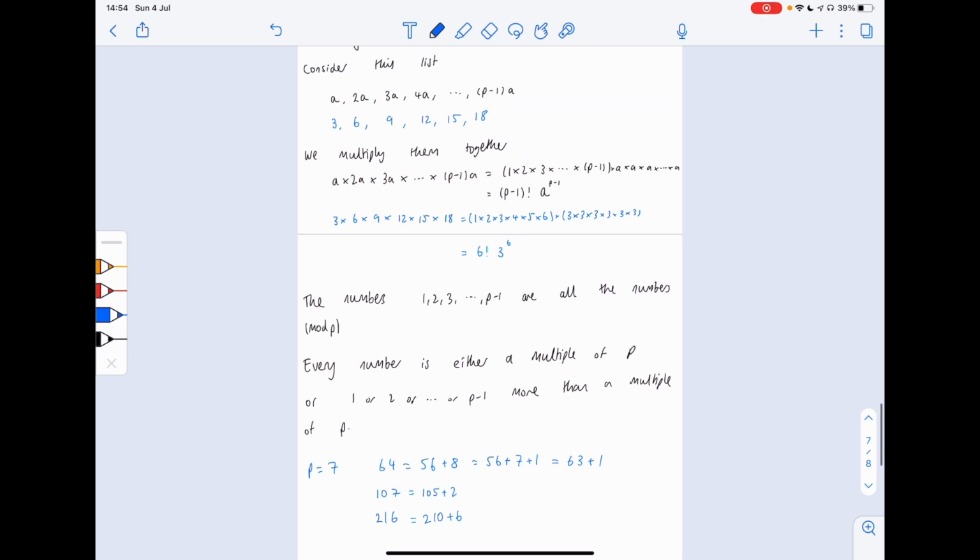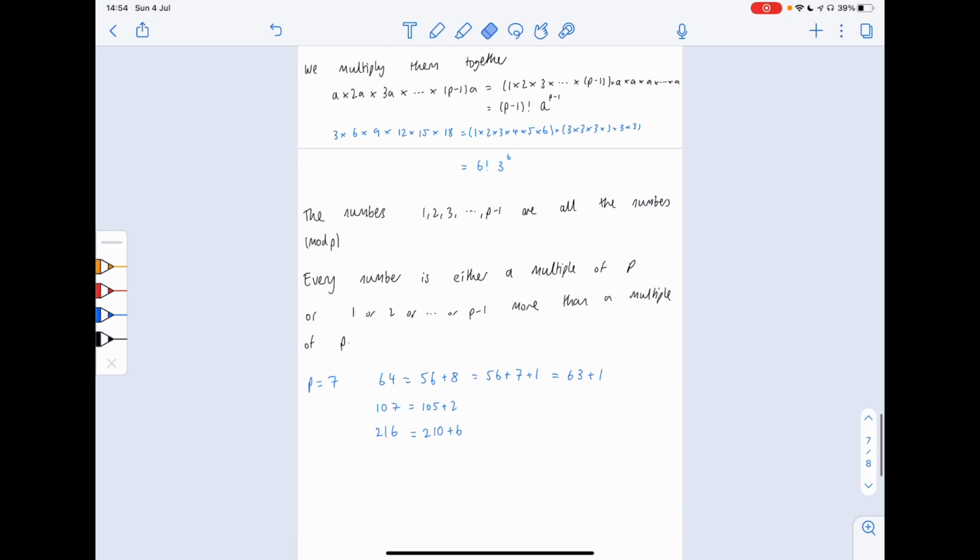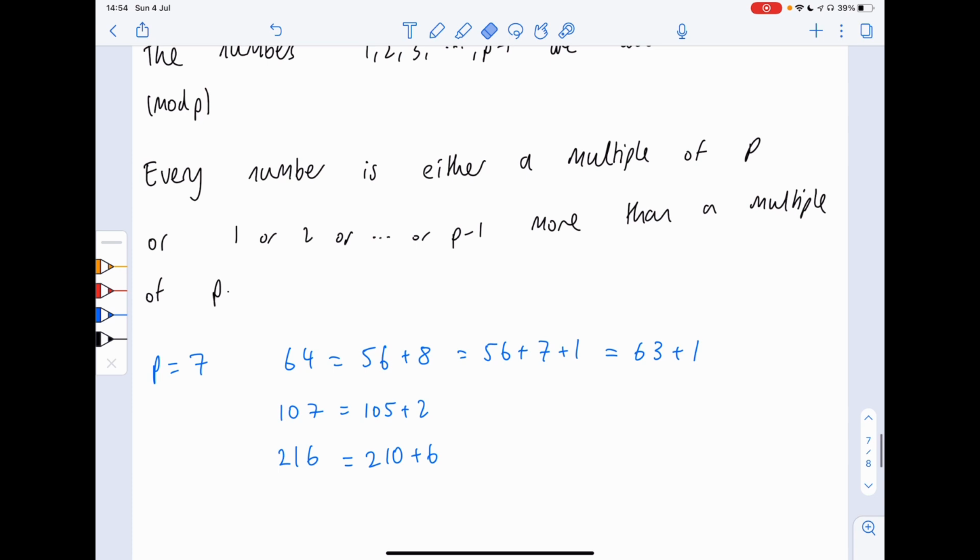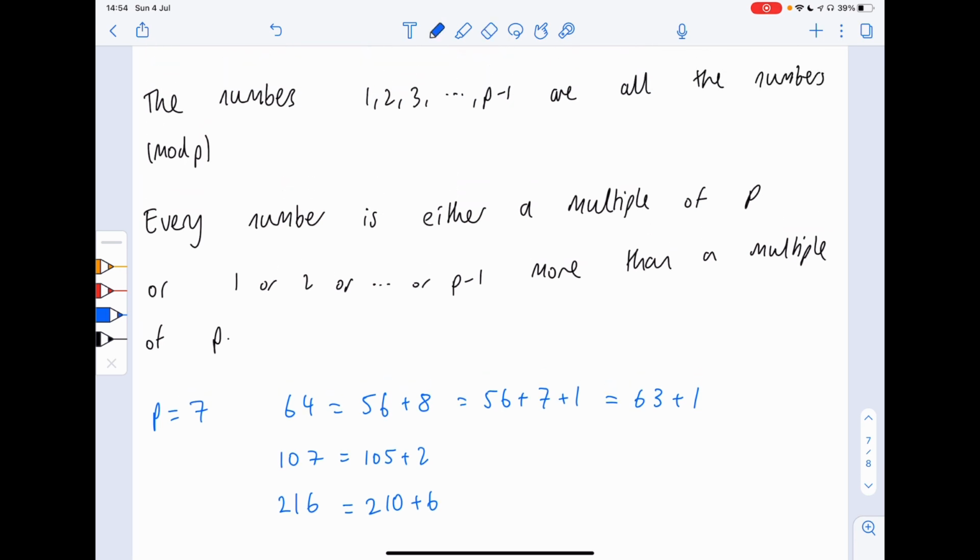Okay, so then what can we say? This thing on the left-hand side is a times 2a times 3a times up to (p minus 1)a. Because 1, 2, 3, up to p minus 1 are all the numbers mod p, then, and this is where the fact that p is prime comes into play, and this is the bit that I think maybe you're just going to have to believe me on, because this isn't completely obvious. If we multiply by a, we still have all the numbers mod p. They all are still there, right?